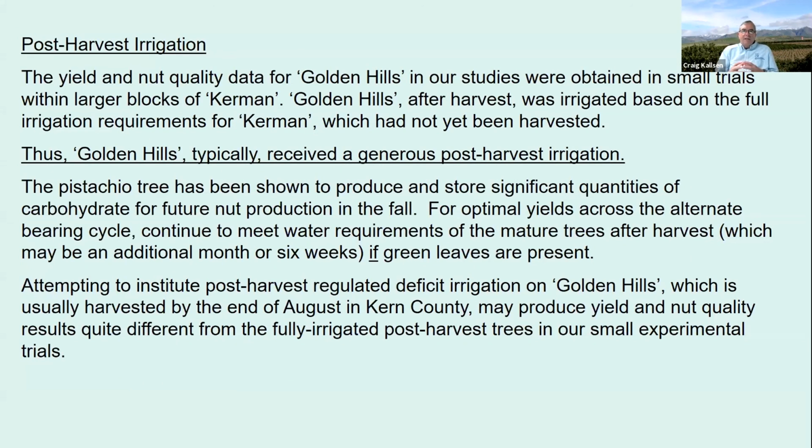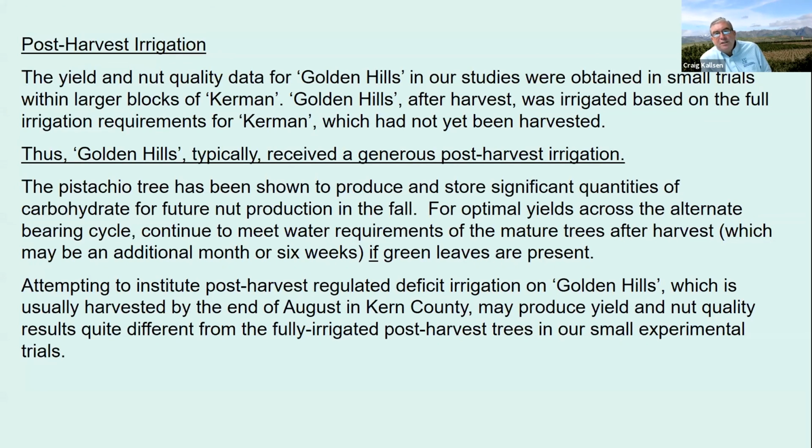The yield and nut quality data for Golden Hills in our studies were obtained in small trials within larger blocks of Kerman, because that was the only place we could put them if we had cooperating growers. So Golden Hills, after harvest, were irrigated based on the full irrigation requirements for Kerman, which had not yet been harvested. They were trying to get high split, so they received a generous post-harvest irrigation.